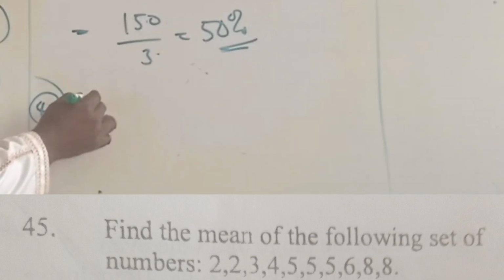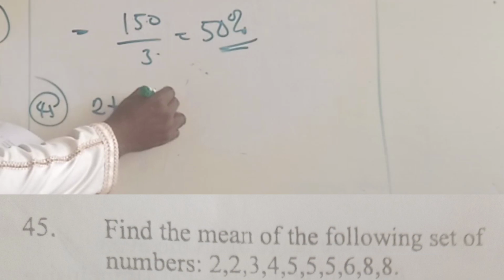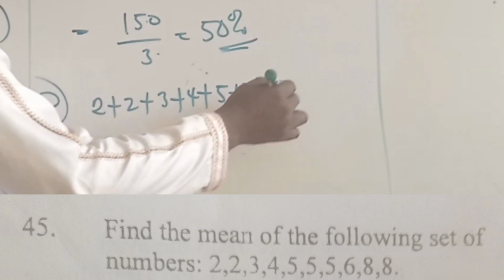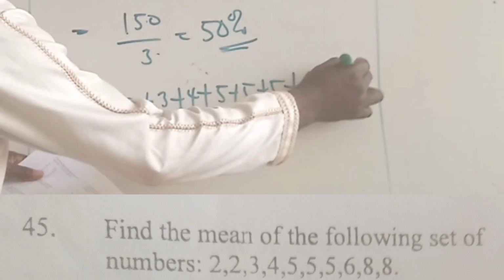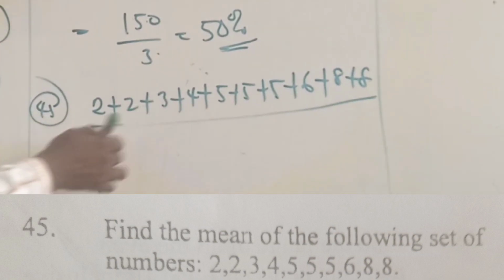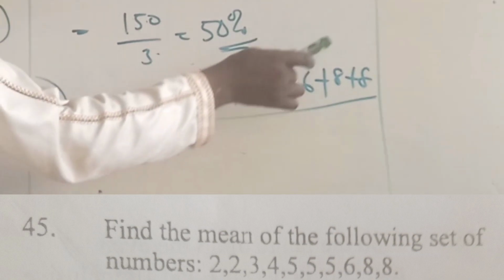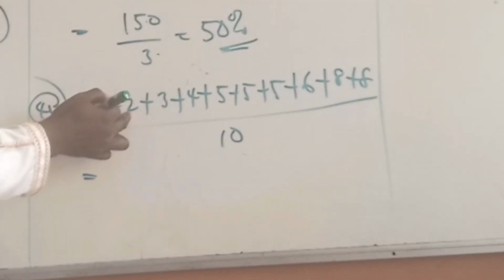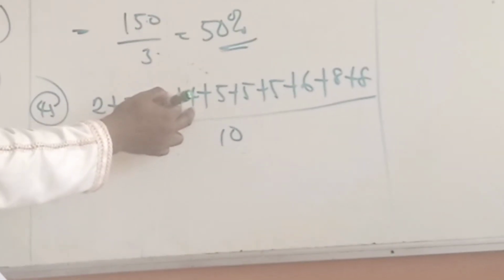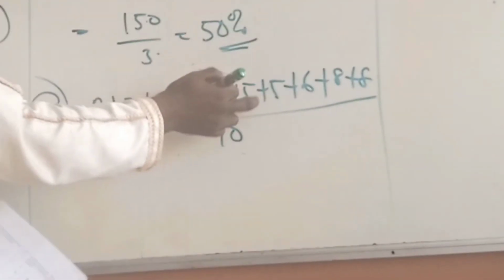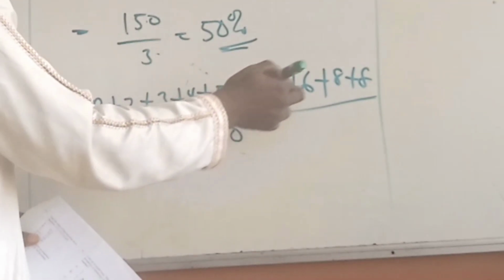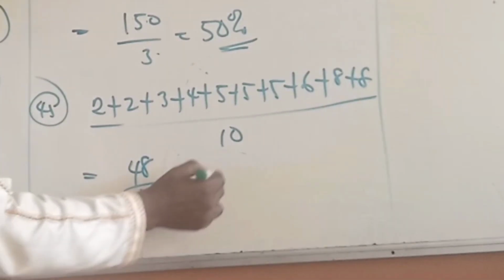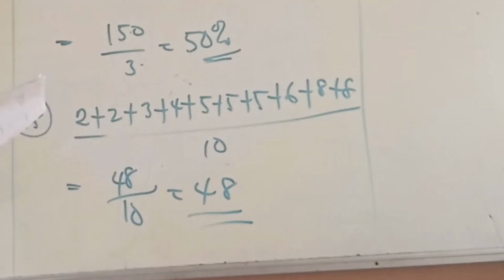45 now. Find the mean of the following set of numbers. We have 2 plus 2 plus 3 plus 4 plus 5 plus 5 plus 5 plus 6 plus 8 plus 8. Okay, how many are there? 1, 2, 3, 4, 5, 6, 7, 8, 9, 10. Divided by 10. Look at what you're going to do. This gives 4, 7, 11, 16, 21, 26, 32, 40, 48. That's 48 divided by 10. That gives 4.8. Is it there? Yes. Good.